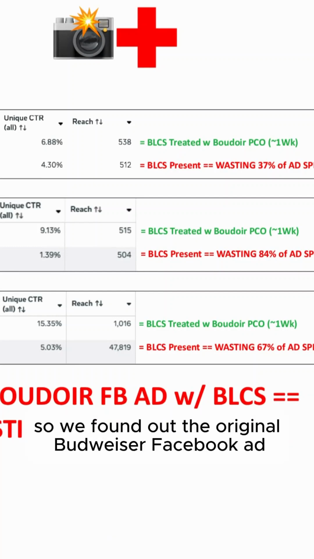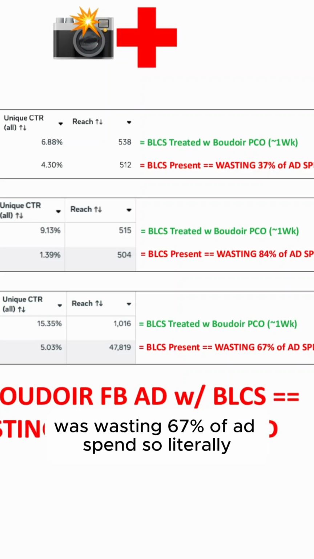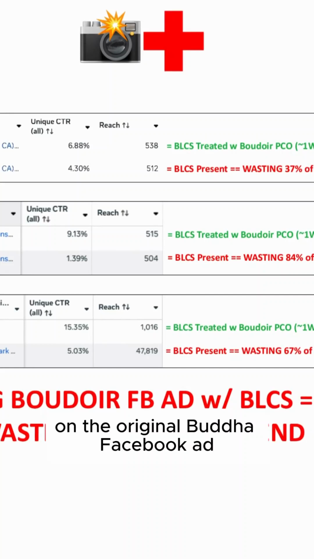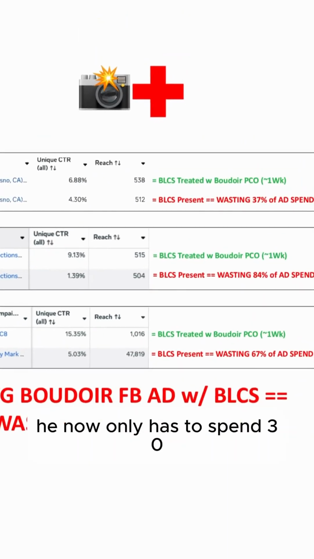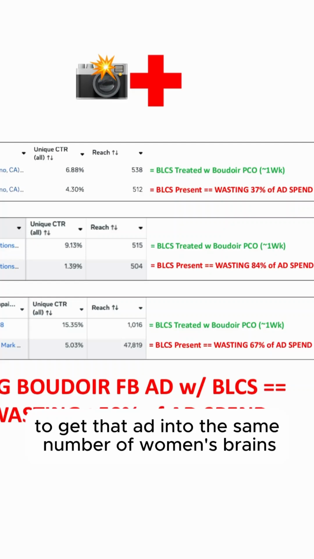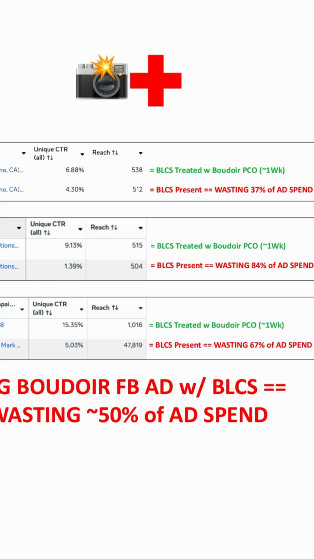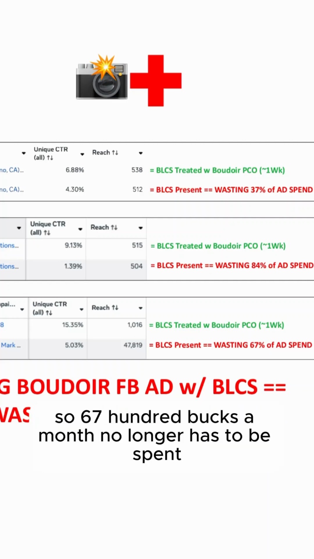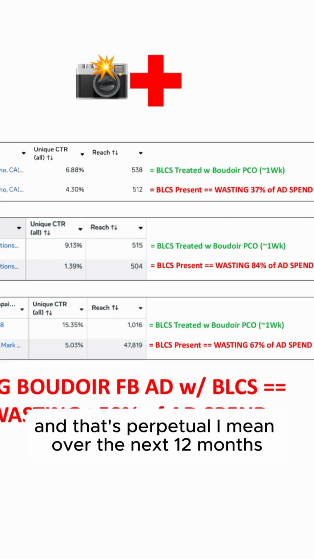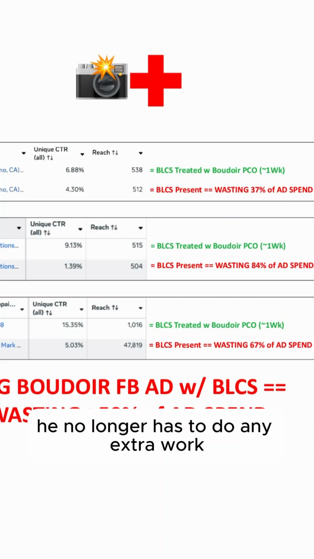So we found out the original Boudoir Facebook ad was wasting 67% of ad spend. So literally, if he spent 10 grand a month on the original Boudoir Facebook ad, he now only has to spend $3,300 a month with the Boudoir PICO treated ad to get that ad into the same number of women's brains in both scenarios. So $6,700 a month no longer has to be spent. He can keep that in his pocket as a phantom bonus, and that's perpetual. Over the next 12 months, that's like 80K back in his pocket, and he no longer has to do any extra work.